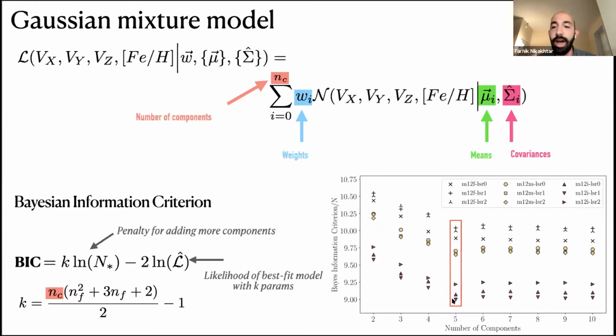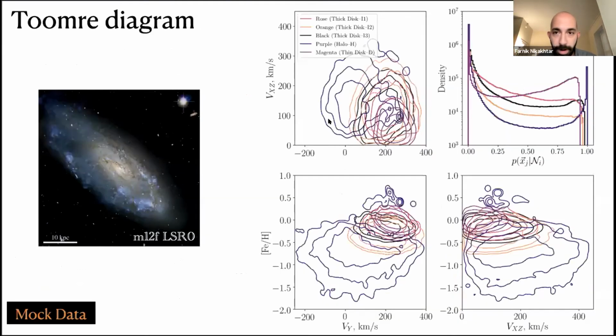It's interesting that we have 5 components. In several papers, and Sven also mentioned yesterday in his talk, these 5 to 6 components are an interesting number when we use these clustering algorithms for Milky Way data. So perfect. Let's look at these 5 components in this augmented Toomre diagram, which is Vx, Vz, Fe over H, Vy.